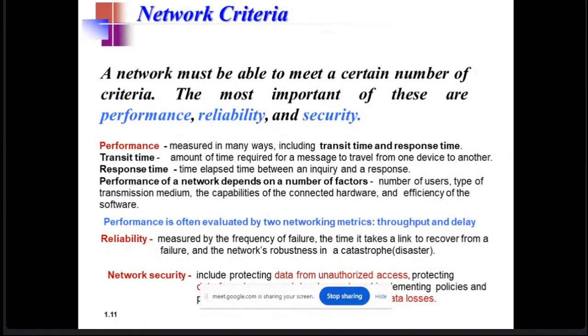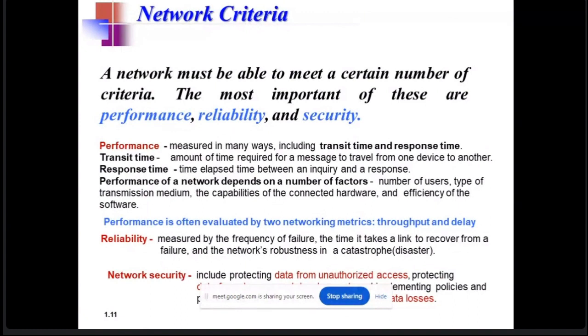Also, the final thing is security. I want to send the data to one person. The data should be delivered to the particular person only. It should not be shared with any third parties. So the type of security should be mainly focused on. If we want to protect the data from unauthorized access, we have to protect data from damage and modification. Also, we have to implement some policies and procedures for recovery from breaches and data losses.